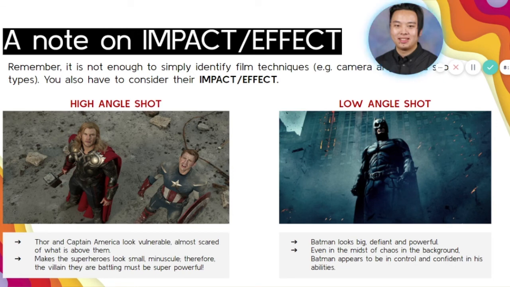Similarly, if you look at that low angle shot of Batman, we know it's a low angle shot because the camera is positioned below Batman, but you have to analyze the impact or effect. So you might want to say something like, Batman looks big, he looks defiant and powerful. Even in the midst of chaos, all that debris behind him that's been blown up, the fire in the apartment block behind him, Batman still appears to be in control and confident in his abilities. So it's really important that you analyze the impact and the effect of film techniques and not just identify them.